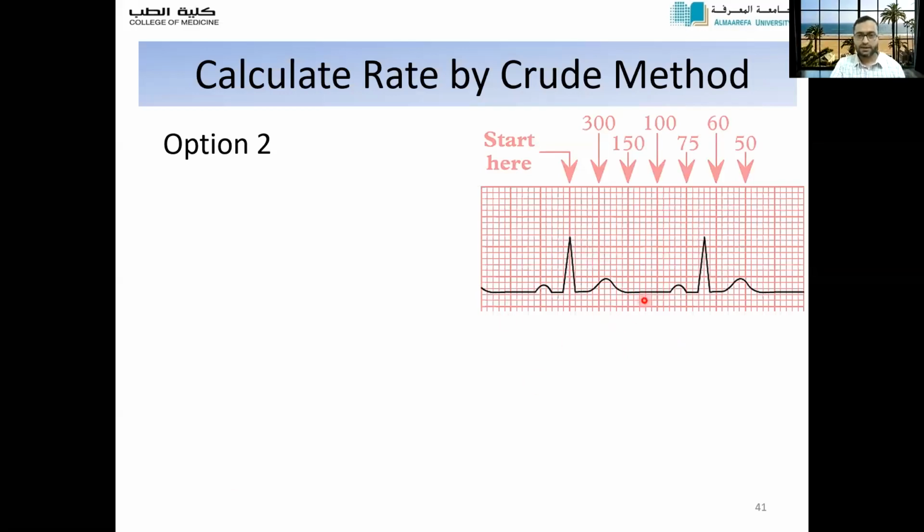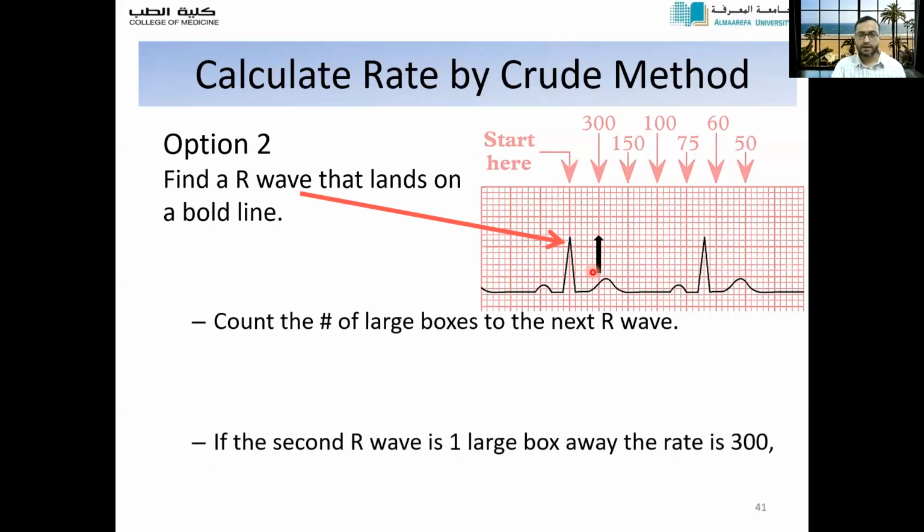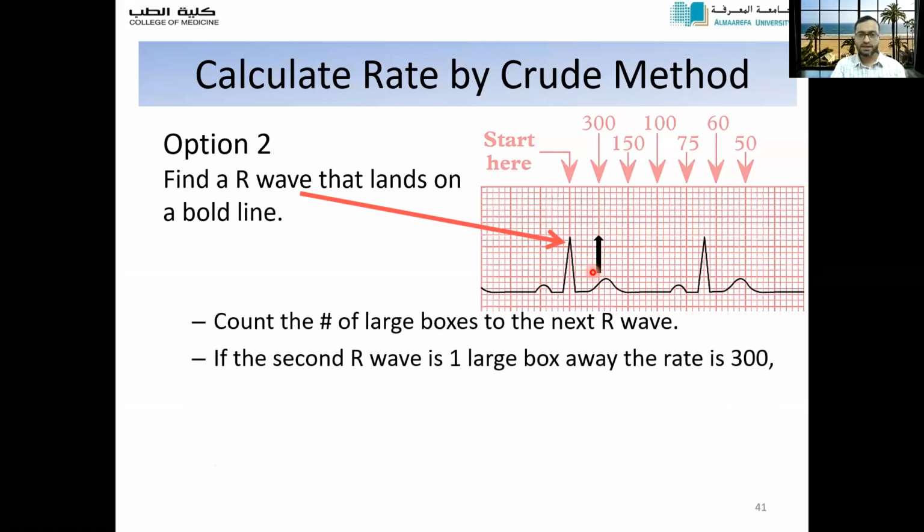So when you're practicing at the bedside, it takes too much time for calculation. What we will do now is one crude method I'll show you. Pick one R wave which falls on the darker line and check the distance to the next R wave. If the next R wave is after one big square, then by using the formula for big squares, you know that the heart rate is 300 divided by 1, that is 300. If the second R wave is after two big squares, then you know that the heart rate is 150 beats per minute.